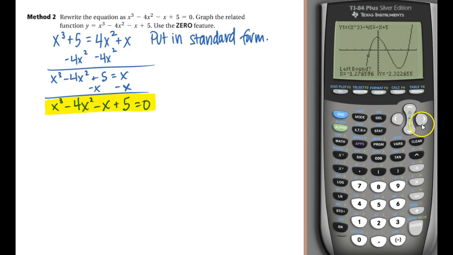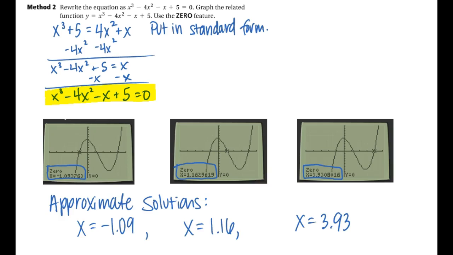So for the left bound, you want to go on the left side, and then for the right bound, you want to go above. So we get our first zero of negative 1.09. Using that same process, I got another zero at an x-coordinate of approximately 1.16, and lastly, x equals 3.93.